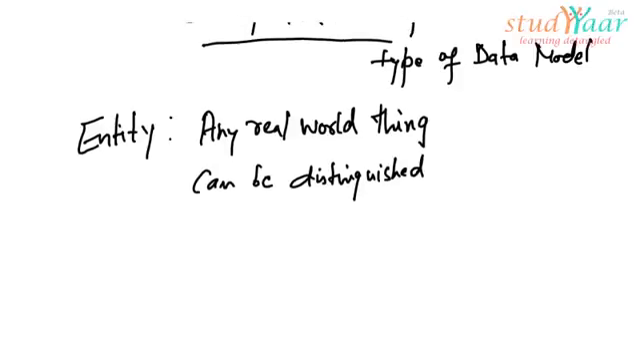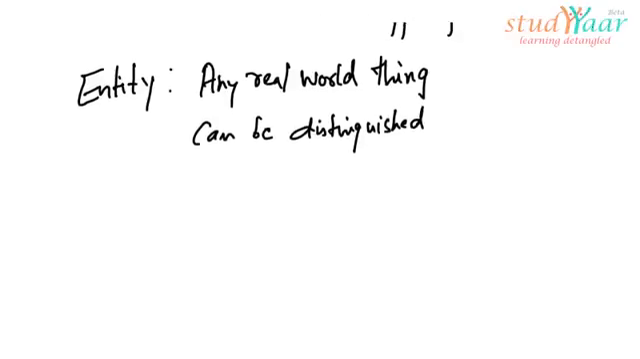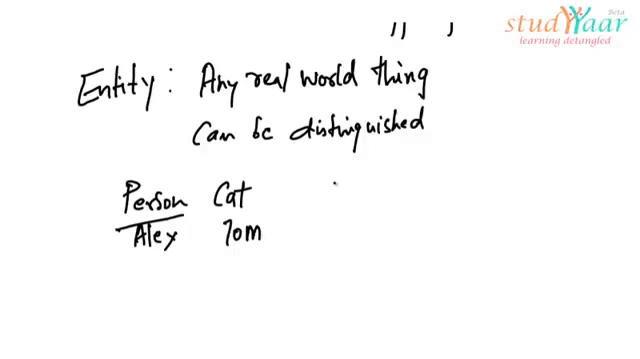So let's see some examples of an entity. A person, say Alex, that's an entity. A cat, say Tom, that's an entity. A car, say Toyota Prius, that's an entity. So anything can be an entity if it can be distinguished.